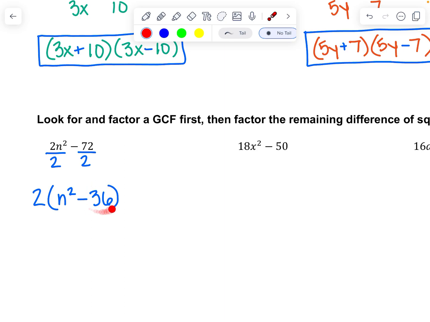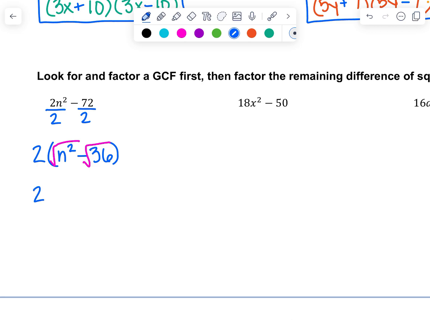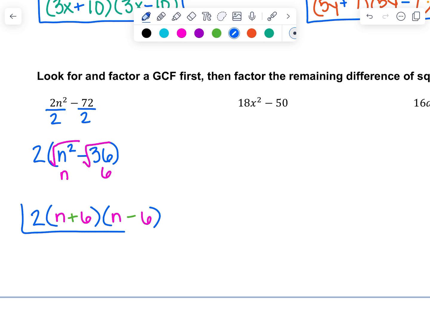Now I see a perfect square. I know 36 is a perfect square, and I know n squared is. So I can go ahead and take my square root of each term. I'm leaving that 2 alone in front for now. It's going to stay in front, and I'll set up my 2 sets of parentheses after. The square root of n squared is n, and the square root of 36 is 6. So I can set up my information here. And we just need 1 plus and 1 minus. The main thing here is make sure that you don't forget about this 2 that was in front. That GCF will have to be there for the answer to be correct.